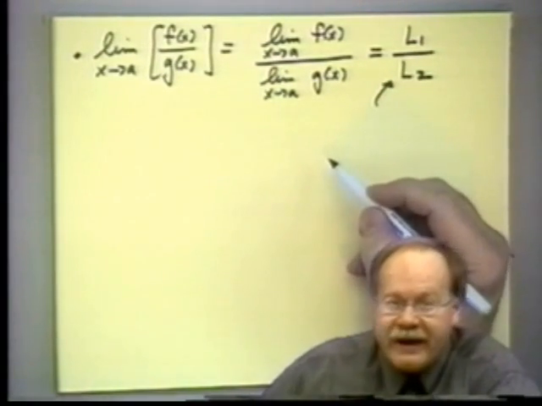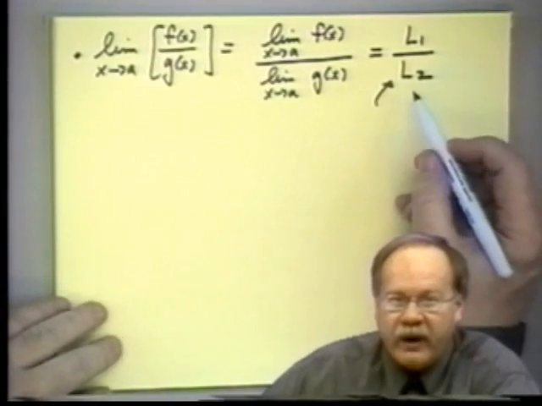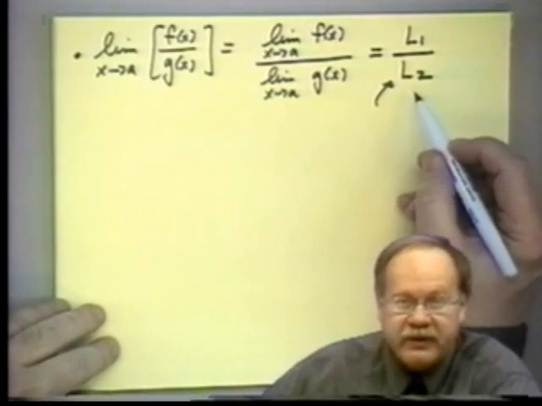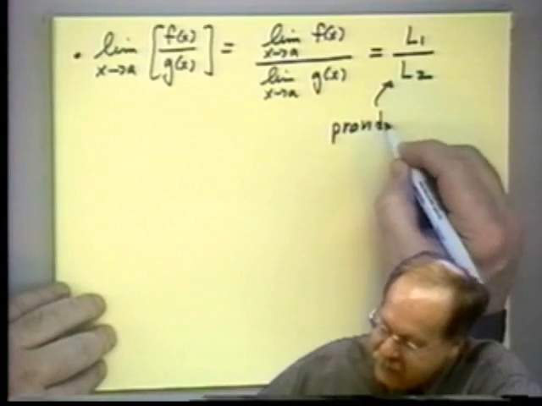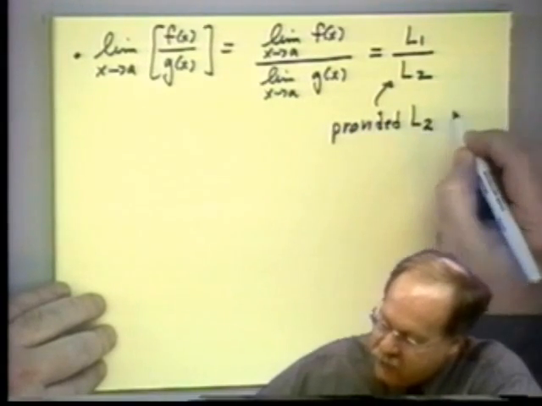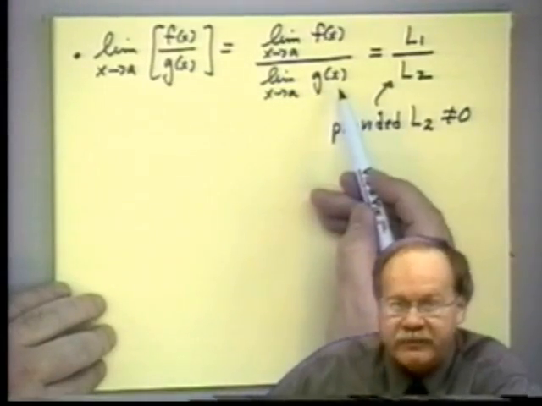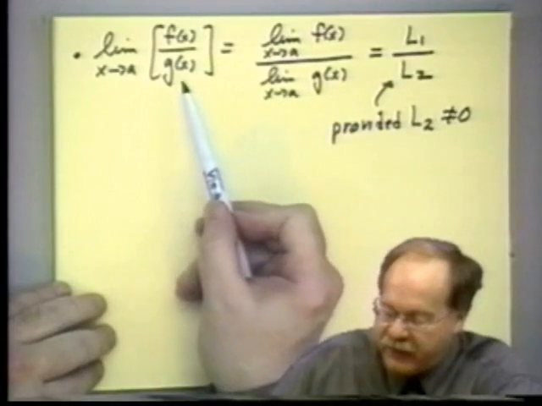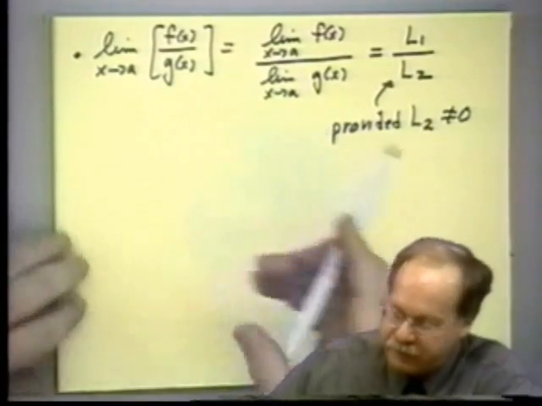Whenever we have a fraction anywhere in any mathematical situation, we have to be aware that the denominator, the bottom, cannot be 0 because division by 0 is undefined. So this will be true provided that L2 is not 0. And L2 is the limit of the g function. As long as that's not 0, the quotient rule here works. If the limit of the bottom function is 0, then this rule no longer functions.